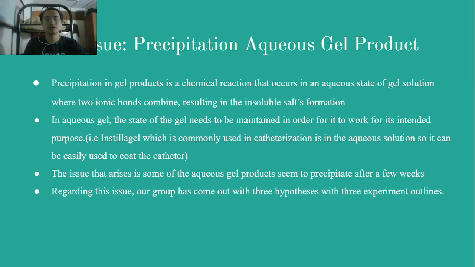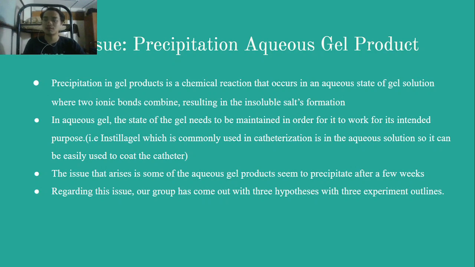Precipitation in gel product is a chemical reaction that occurs in an aqueous state of gel solution, where two ionic bonds combine, resulting in insoluble salt formation. In aqueous gel, the state of the gel needs to be maintained in order for it to work for its intended purpose. For example, in the hospital, instillagel, which is commonly used in catheterization, is in an aqueous solution, so it can be easily used to coat the catheter.